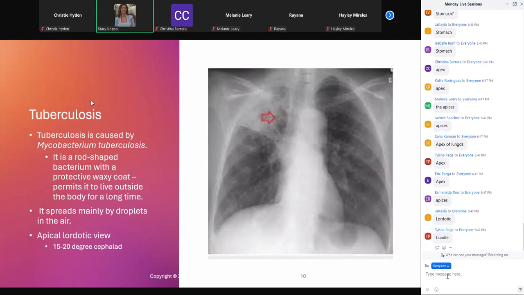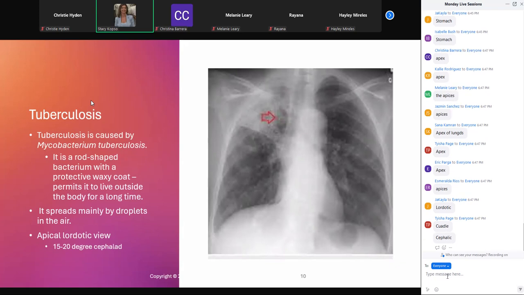onto the image receptor, then you're going to have to do your apicolordotic view, which for the boards, you will have to know why you're doing an apicolordotic view to see the apices. And usually it's a pathology like tuberculosis, or if they see a little nodule there, you will have to know what the degree and the angle is for that. And that's your 15 to 20 cephalad. Be careful if they're referring to an AP chest or a PA chest.